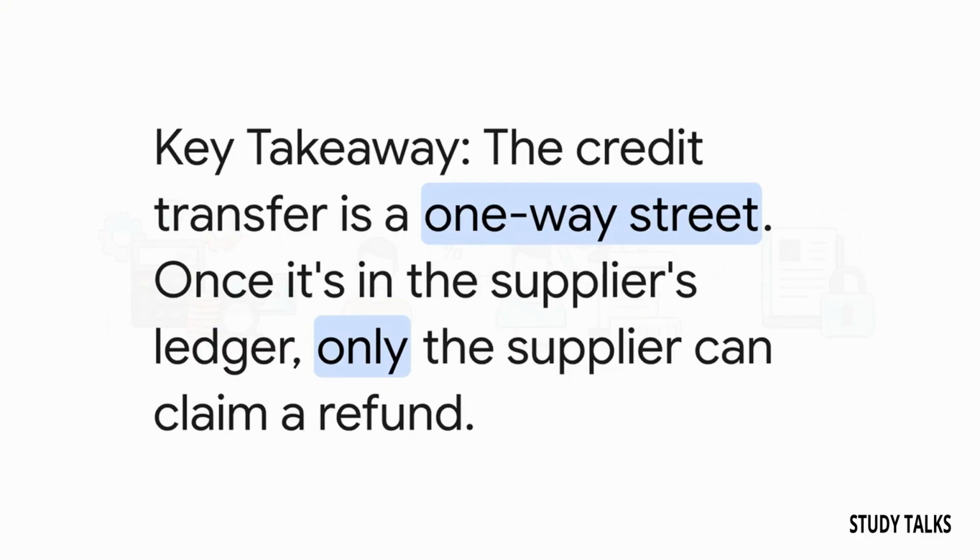Think of the credit transfer as a one-way street. The second the deductor files their GSTR7 and that credit lands in the supplier's cash ledger, the deductor is out of the picture. The money effectively belongs to the supplier now. If there is a mistake, only the supplier can claim a refund. The deductor can't pull it back.